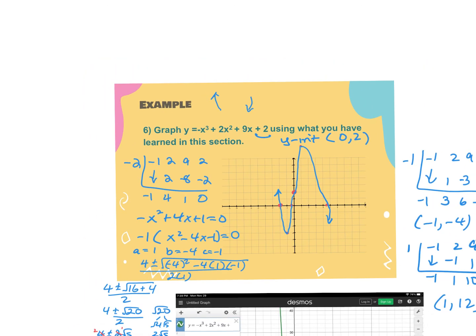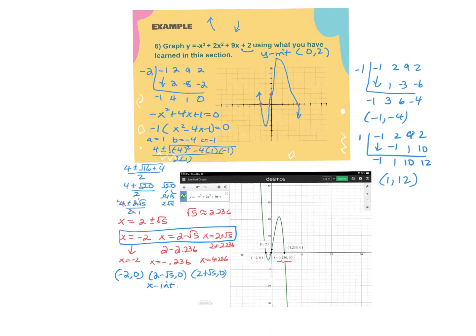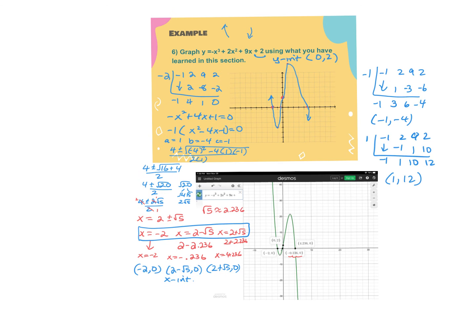And again, it looks very similar to my Desmos graph. Again, I'm not looking for the lowest or the highest point. I'm just looking for a point in between to see the general direction of my graph. And then we have one more example.